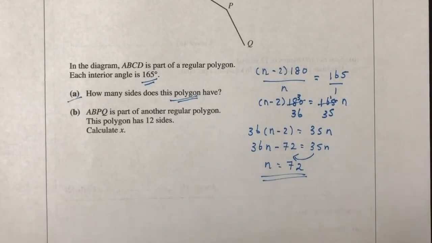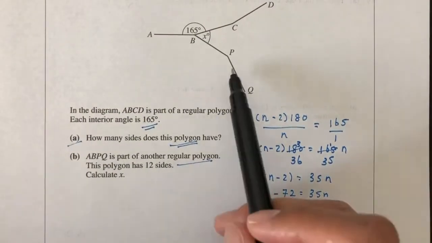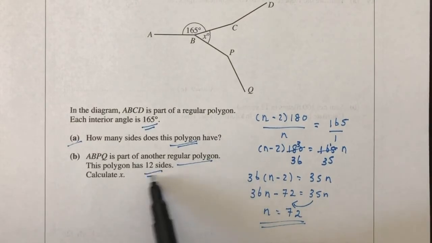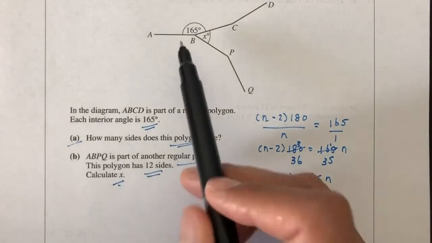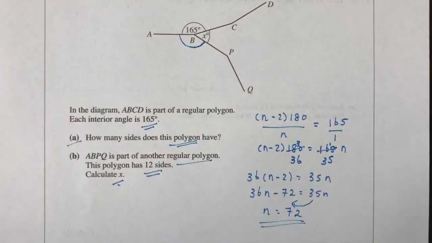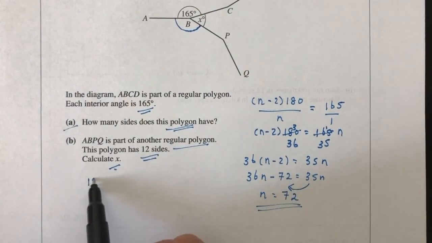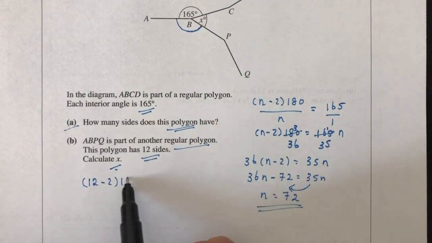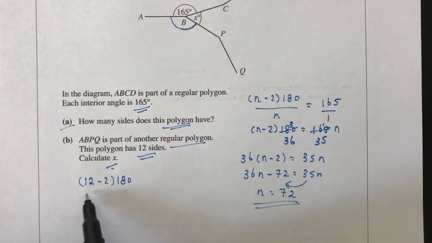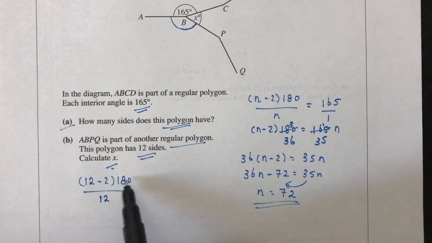Now for part B, we have A, B, P, Q is part of another regular polygon. You can see here, this polygon has 12 sides. Find the value of x. So we have to find this interior angle, and then we can find the value of x. As you know the formula already, to find the interior angle, n is the number of sides minus 2 times 180 divided by number of sides, which is 12. So divide by 6, we will have 30.